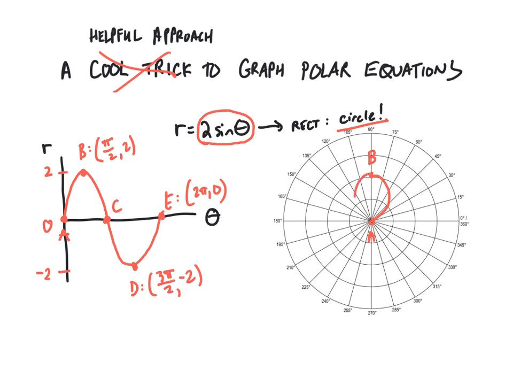So point C would be back here, in the same spot A was. Now, what about D? D has a negative radius and an angle of 3 pi over 2. Point D would not be down here. That would be a positive radius with an angle of 3 pi over 2. Point D is in the exact same spot as point B. And then point E is in the exact same spot as point A and C. So what that means is we just swirl around the circle a second time. And that's how you can quickly graph a relatively simple polar equation.